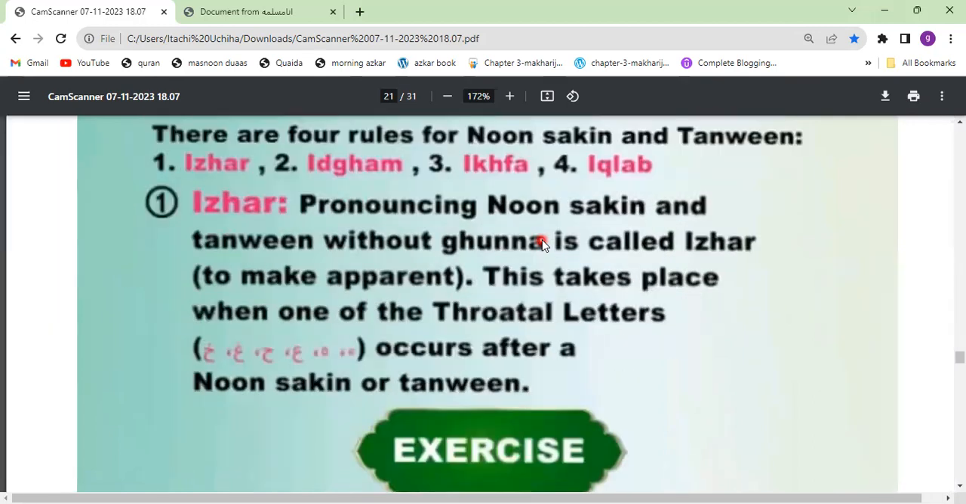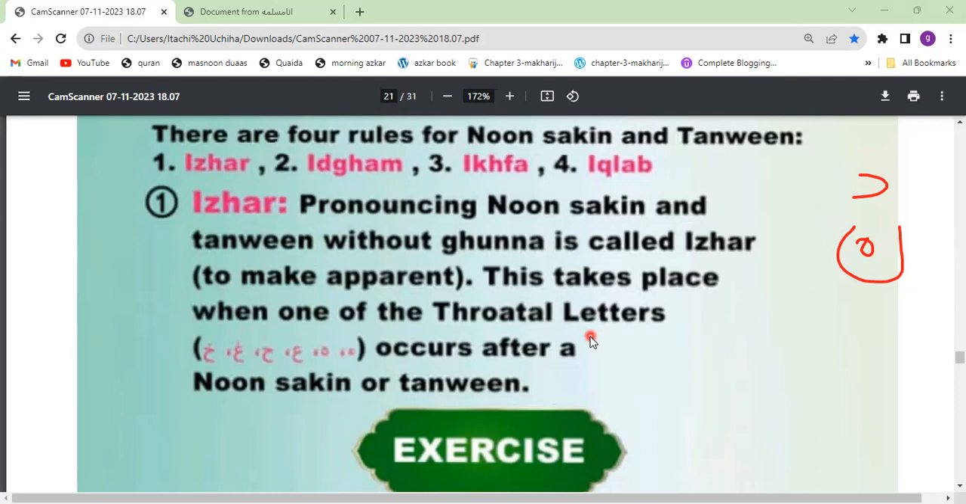Let me open the pen. It's basically the letter noon having a sakin above it, right? Yeah. Perfect. So it says, when can we pronounce it clearly? This takes place when one of the throat letters occurs after a noon sakun or tanween. We can say it clearly only when we have throat letters next to the noon sakun. Okay. So what are throat letters?